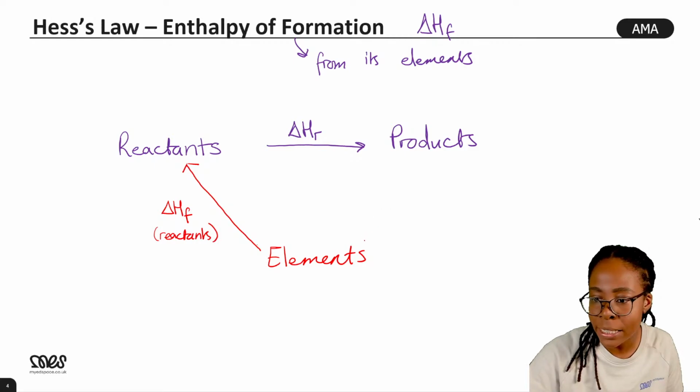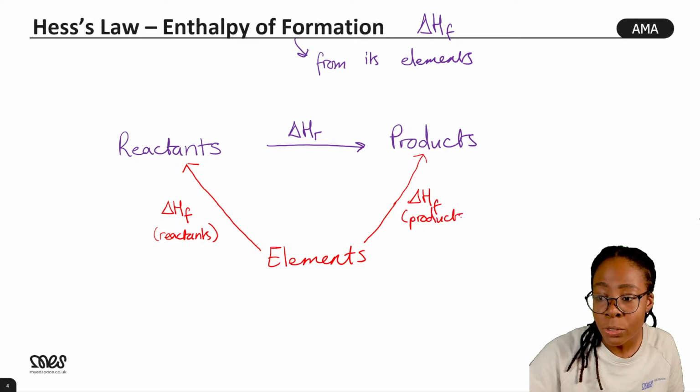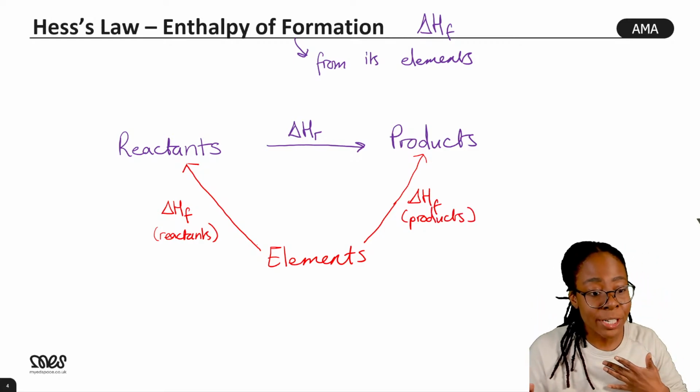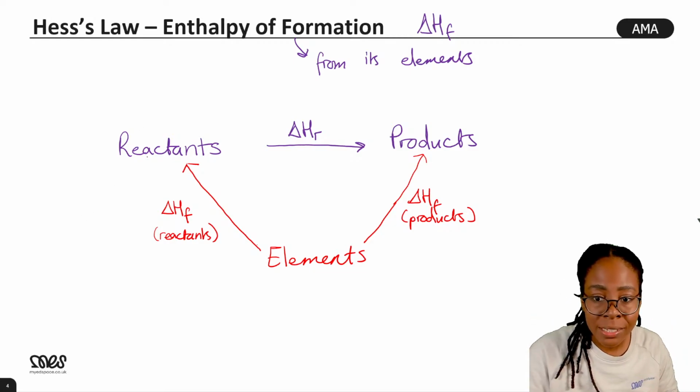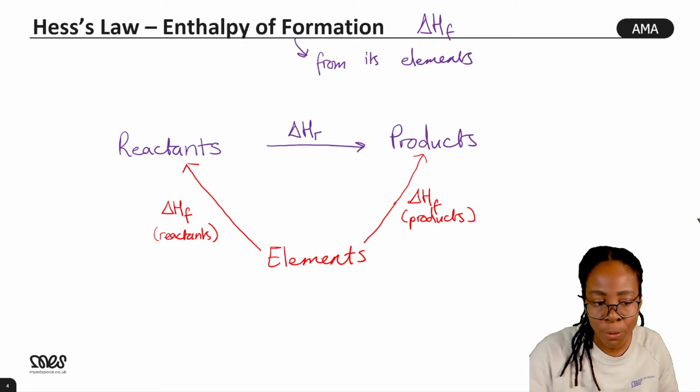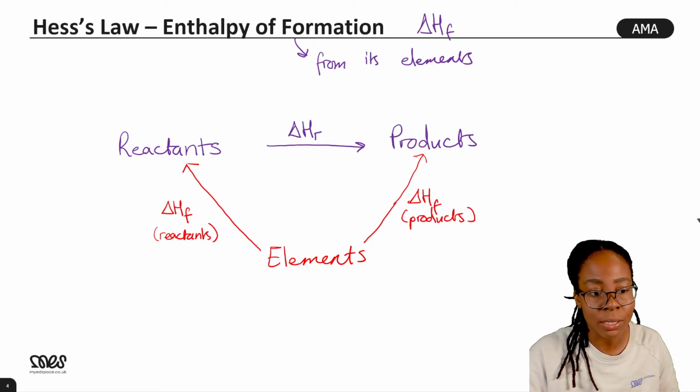King, how did you find it? And then going from the elements up to the products, that would be the enthalpy change of formation for the products. Notice the arrows have to point up because by definition we're forming the substance, so forming the reactants or the products from the elements. So the arrow needs to go from the elements to the reactants, from the elements to the products.